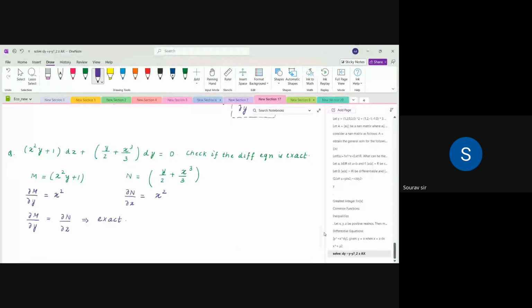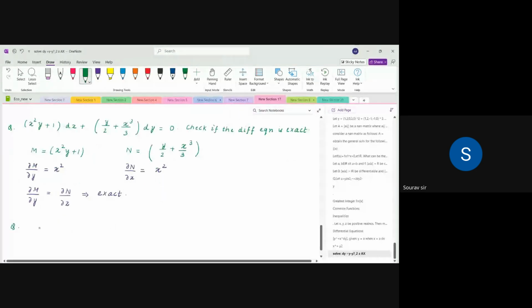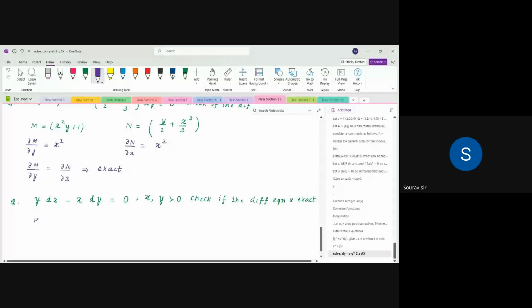Taking one more question. Suppose you have something like y dx minus x dy equals 0, where both x and y are positive. I want to check if the differential equation is exact. So in this case, your M is y and your N is x. Correct?